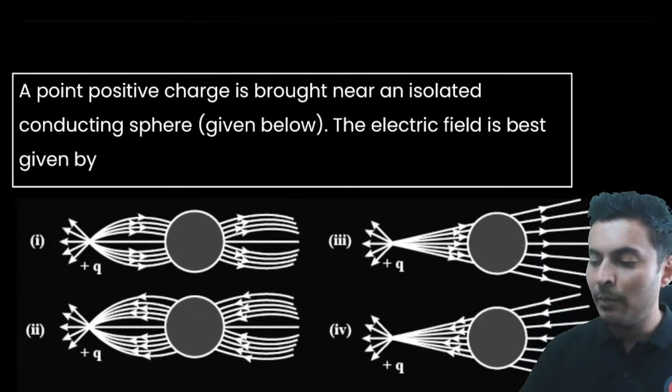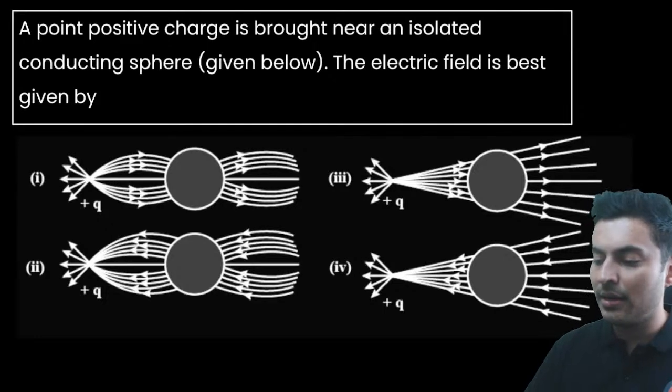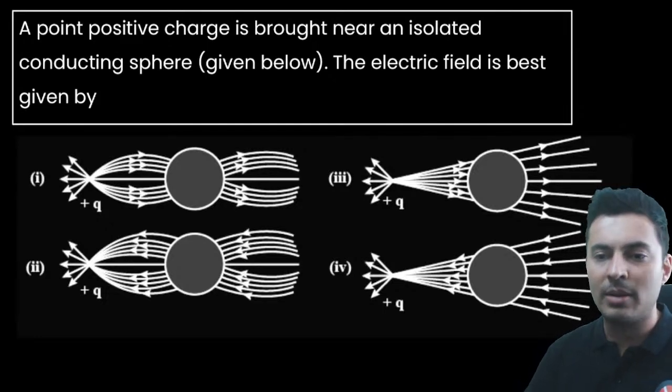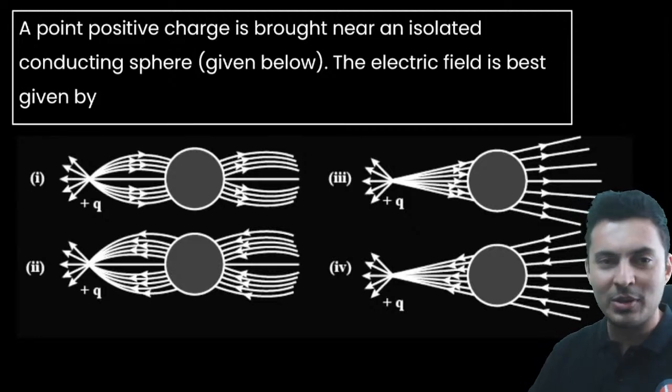Okay, great. A point positive charge is brought near an isolated conducting sphere. Which is the best diagram to represent it? Come on, my dear warriors.